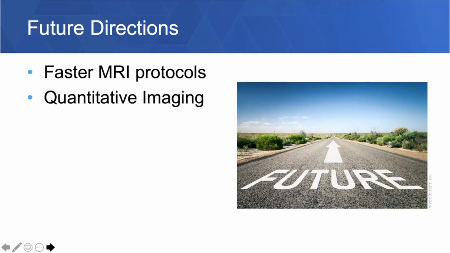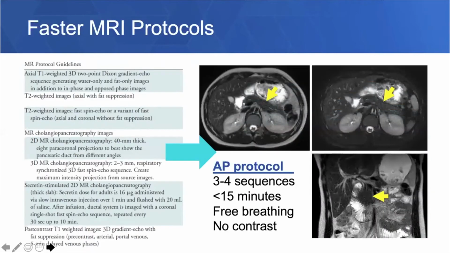So here's an example of the sequences you might acquire in a rapid MRI protocol for pancreatitis, just 2 axial sequences with and without fat saturation, perhaps 1 coronal sequence. This could be easily done in less than 15 minutes, easily done free breathing and without intravenous contrast. So it's very accomplishable in the ER.